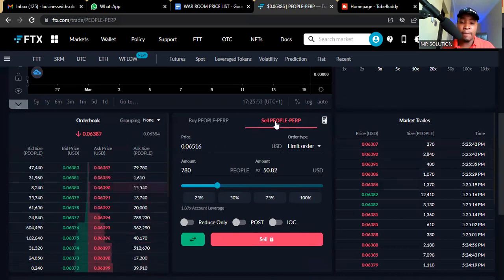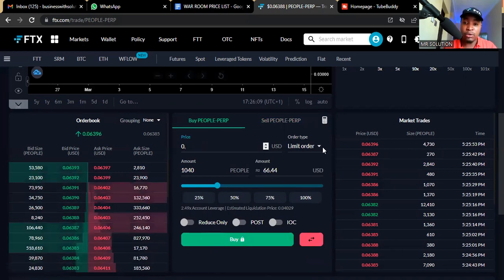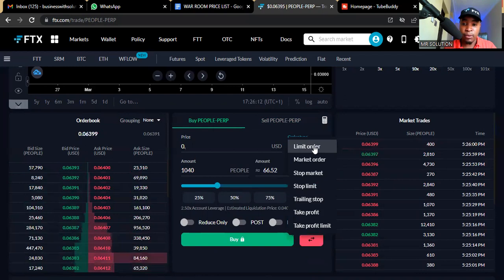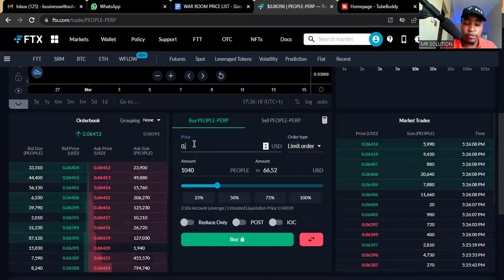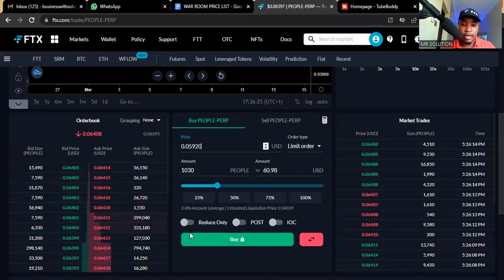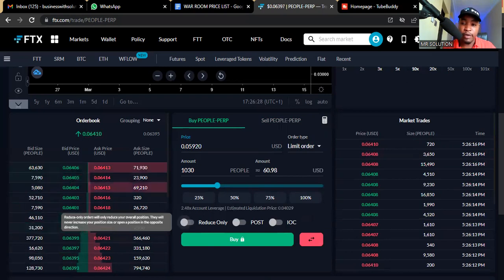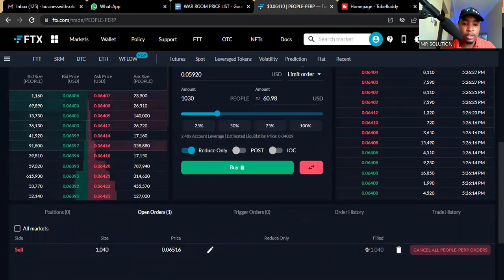Then I've already placed my entry, and the next thing would be for me to do what? My take profit. To close the trade, I need to do the opposite of what I did. So I need to come here and click on buy. Where do I want to take my profits? Let me still use the limit order. I want to take my profit at 0.05920. That's where I want to TP, and then I need to click on reduce only, so that if it eventually gets there, it will buy for me and close the trade immediately.